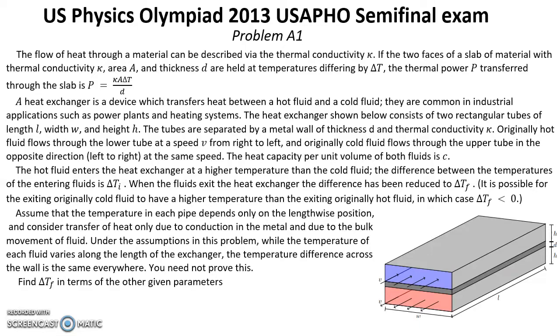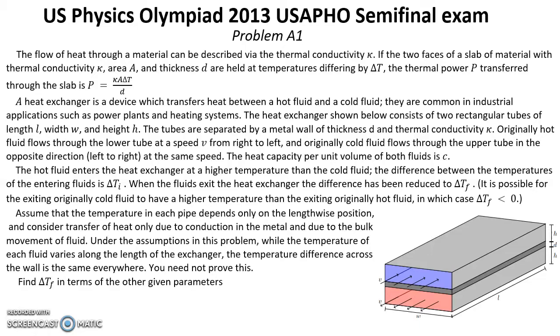Problem A1. The flow of heat through a material can be described via the thermal conductivity K. If the two faces of a slab of material with the thermal conductivity K, area A, and the thickness d are held at a temperature differing by delta T, the thermal power P transferred through the slab is P equal K A delta T over d.